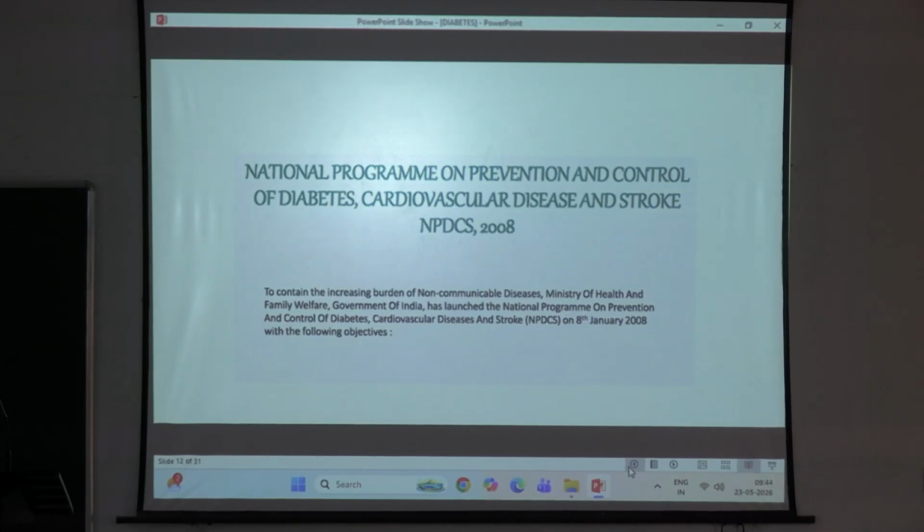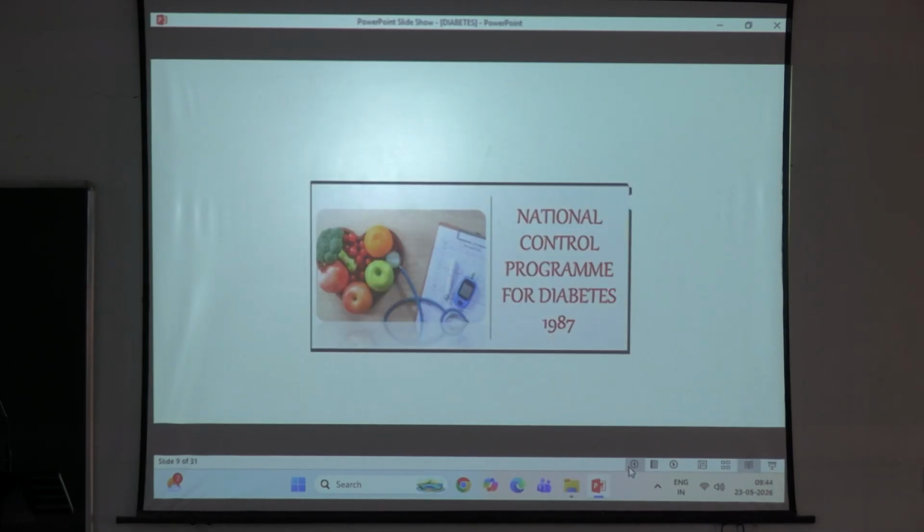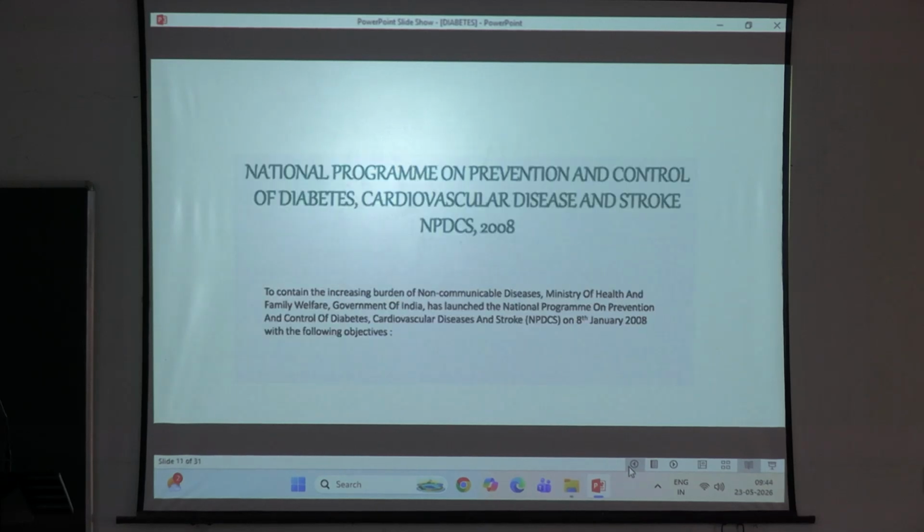In 1997, the program was started. After that, it became the National Program for Control of Diabetes, Cardiovascular Disease, Stroke. Before that, what was the name of the program? Before that, it was just National Program for Diabetes Control. Okay. So they've included the other components also, that is cardiovascular disease and stroke also. Okay. This was started in 2008.